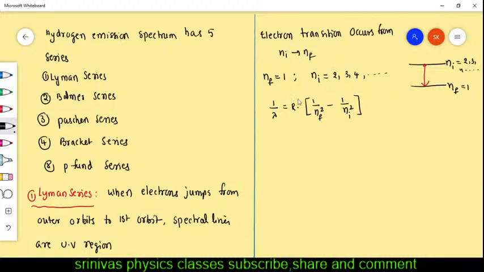How will this formula change here? The Nf value is fixed. We write here Nf value is 1. Finally, the electron jumps to the first orbit, from higher orbits. Second, third, fourth are the higher orbits than the first orbit. From there, transition occurs to the first orbit: second to first, or third to first, fourth to first. Okay, so it becomes 1 by 1 square minus 1 by Ni square. The first value is fixed. This is the formula that we will use to find the wavelength of emitted radiation in the Lyman series.